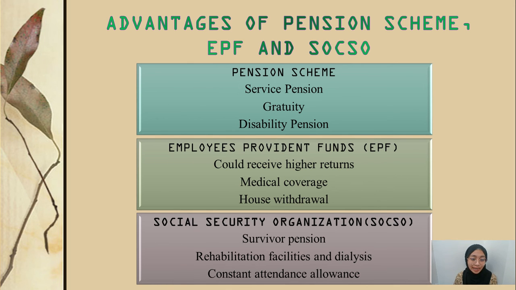And the third one is constant attendance allowance. Constant attendance allowance is paid to an employee who is suffering from invalidity and is severely incapacitated as to constantly require the personal attendance of another person certified by medical board or the appellate medical board.